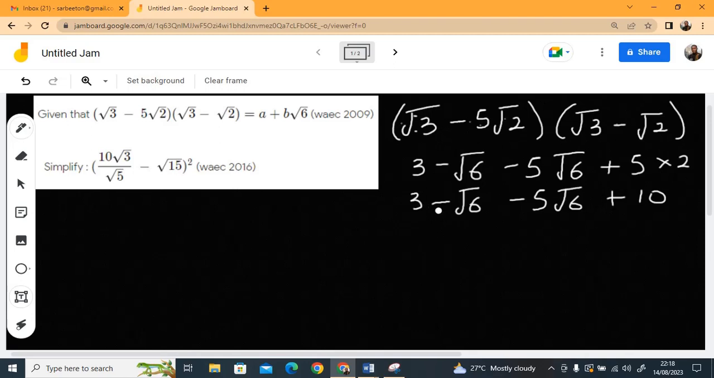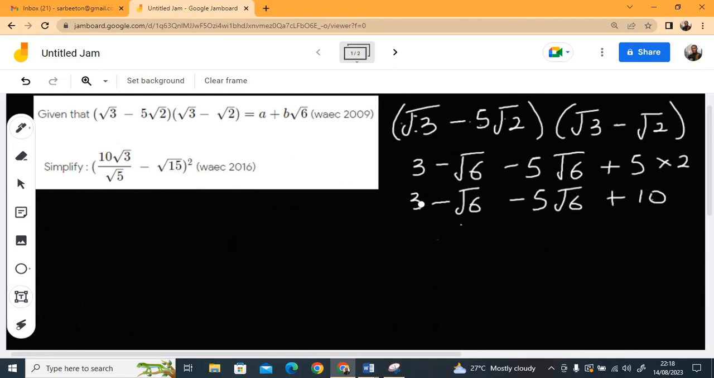Now, I can't subtract these because this is 3 minus root 6 minus 5 root 6. I'll collect like terms. This one is 10, this is 3, so I can say 3 plus 10, anyhow you want to do it, so that people that don't really get it will understand better. I don't want to do something that only the middle level and the higher level will understand.